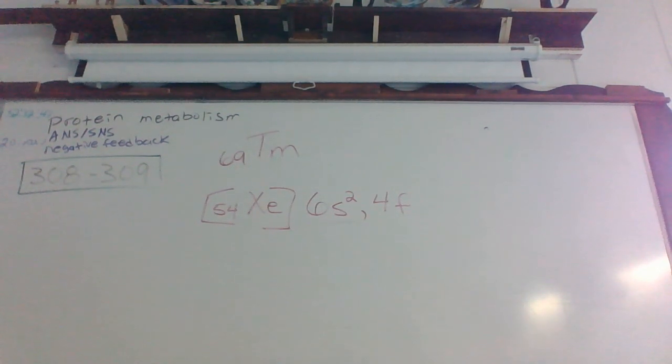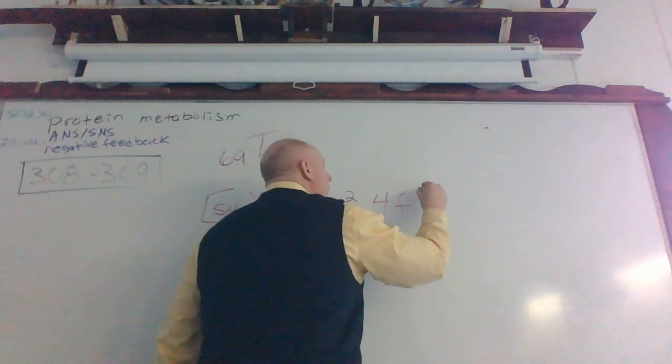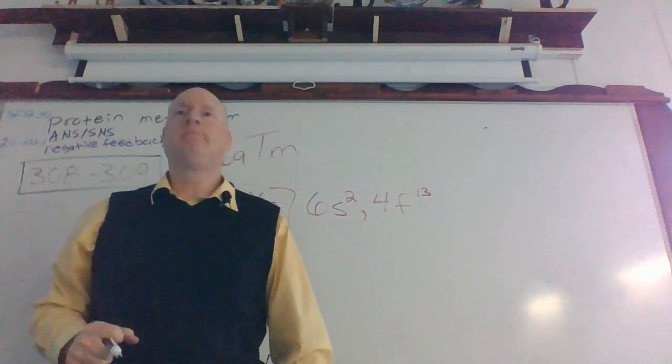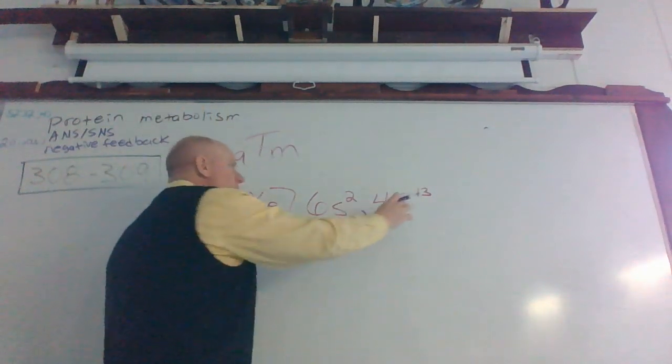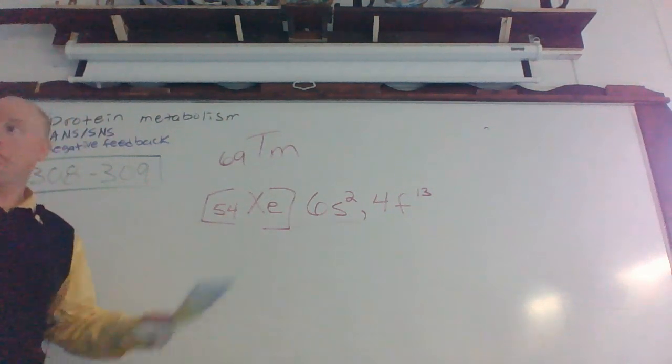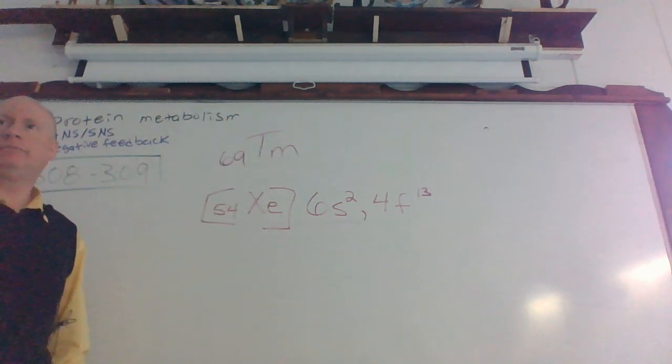How many do we get when we start at 57 all the way up to 69? How many would that be? Well, you need to start counting them. 1, 2, 3, 4, 5, 6, 7, 8, 9, 10, 11, 12, 13. Okay. 4f13. Is there a way that we can check to see if this is correct? Yes. What is 13 plus 2? What's 15 plus 54? 69. So that must be right. Okay.